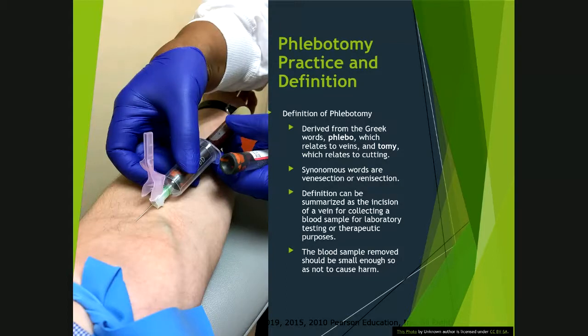The definition of phlebotomy is derived from the Greek words phlebo, which relates to vein, and tomy, which relates to cutting. So the words are venesection and venisection. The definition can be summarized as an incision of a vein for collecting a blood sample for laboratory testing or therapeutic purposes. The blood sample removed should be small enough so as not to cause harm.